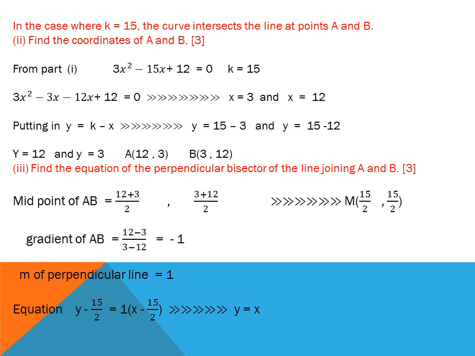Find the equation of the perpendicular bisector of the line joining A and B. It means first of all we find the midpoint of A and B, then find the gradient of AB, and then find the equation of the perpendicular line. It is the same as in the previous question. Midpoint of AB, x1 plus x2 over 2, y1 plus y2 over 2. So x is 15 over 2 and y is also 15 over 2. Gradient of AB, y2 minus y1 over x2 minus x1, it will become minus 1. So the gradient of the perpendicular is the negative reciprocal. It means the gradient of the perpendicular line is equal to 1.